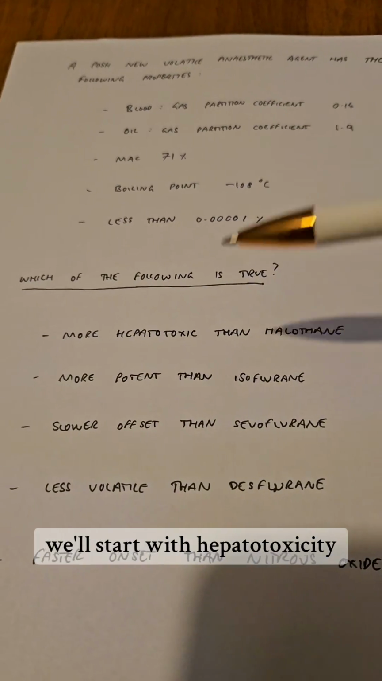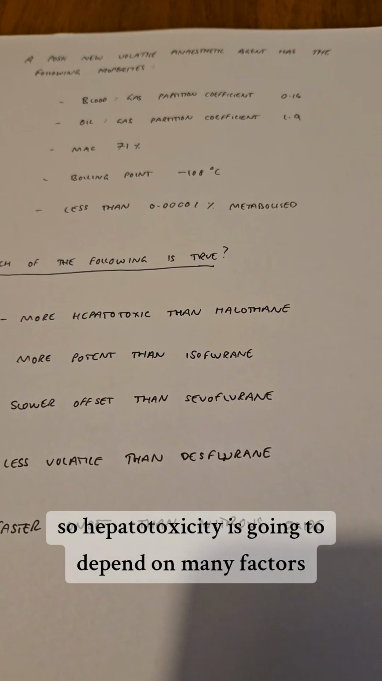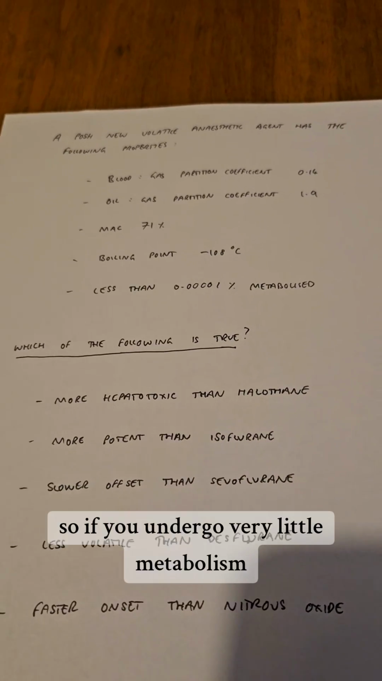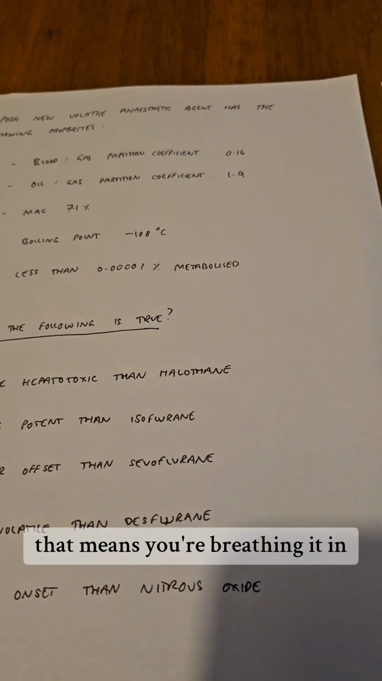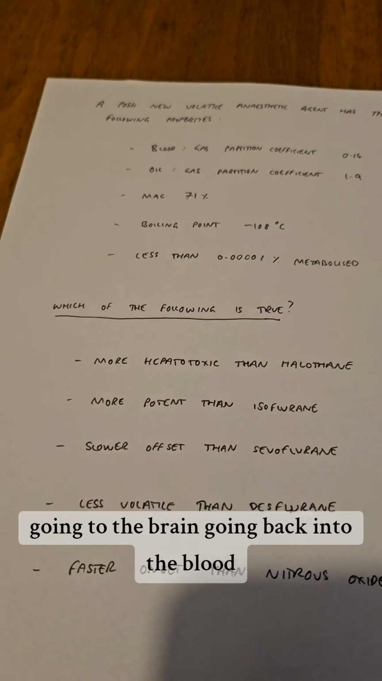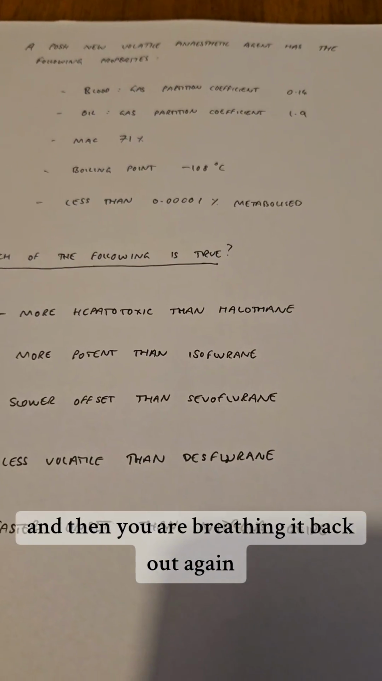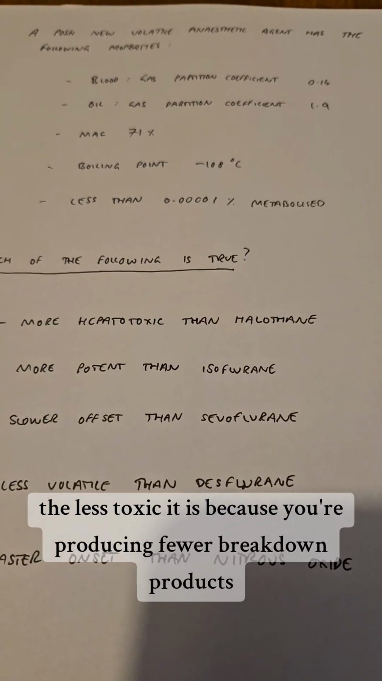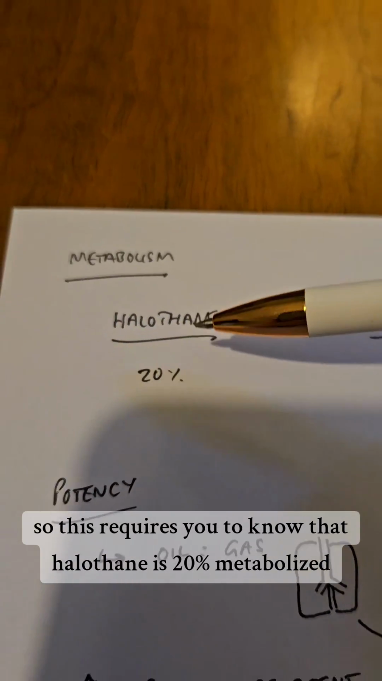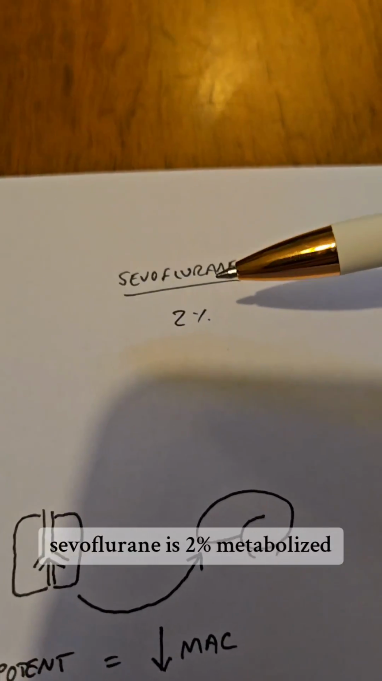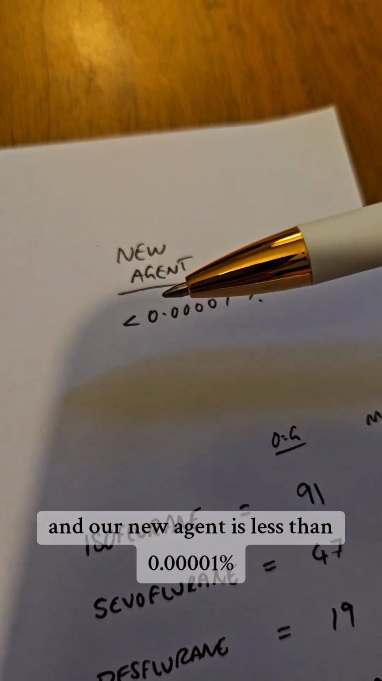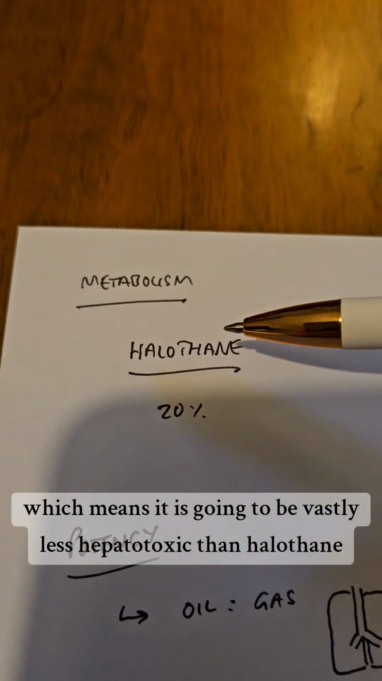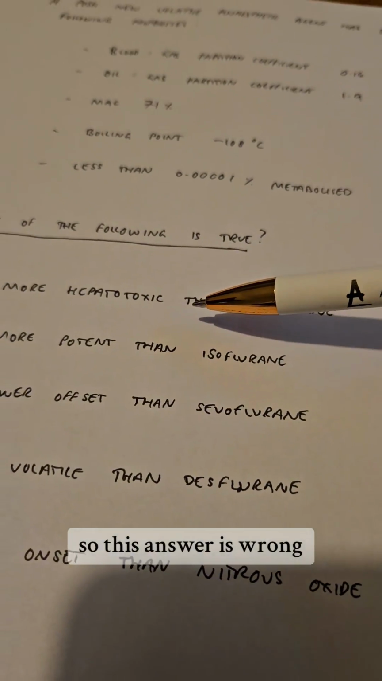We'll start with hepatotoxicity. So hepatotoxicity is going to depend on many factors, but it's largely correlated with how much metabolism the drug undergoes. So if you undergo very little metabolism, that means you're breathing it in, it's going around your body, going to the brain, going back into the blood, and then you're breathing it back out again. And so the less metabolized something is, the less toxic it is because you're producing fewer breakdown products. So this requires you to know that halothane is 20% metabolized, sevoflurane is 2% metabolized, and our new agent is less than 0.00001%, which means it is going to be vastly less hepatotoxic than halothane. So this answer is wrong.